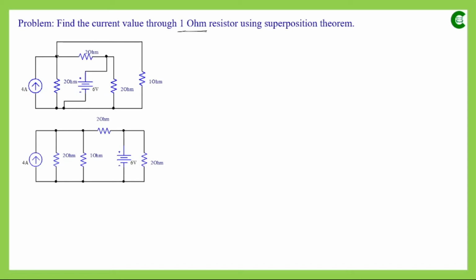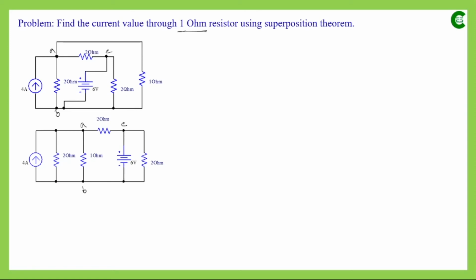Now between this point and this point, this 2 ohm resistor was connected in the original circuit. So this is basically point A and this was point B. In the modified circuit, this is A, this is B, and suppose this is C. Between A and C this 2 ohm resistor has been connected in the modified circuit, and between C and B the voltage source was connected.